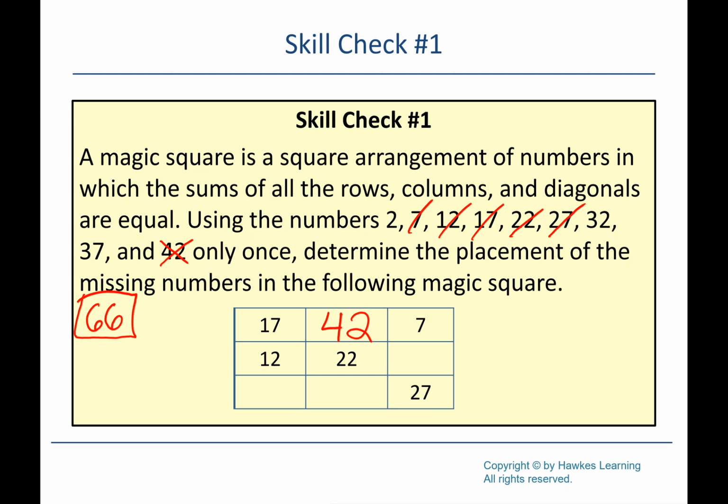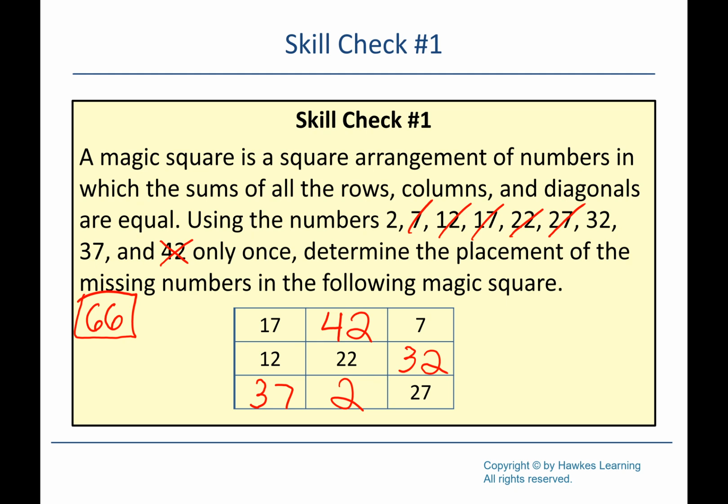So 42 plus 22 would be 64. That's only 2 away, so we could put 2 down there. That's good. 37 at the bottom there. And then 32 and 27. So 37 down here, and then 32 is our other one. And then we need to check.